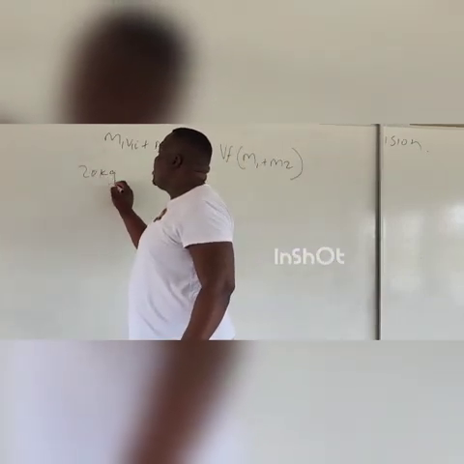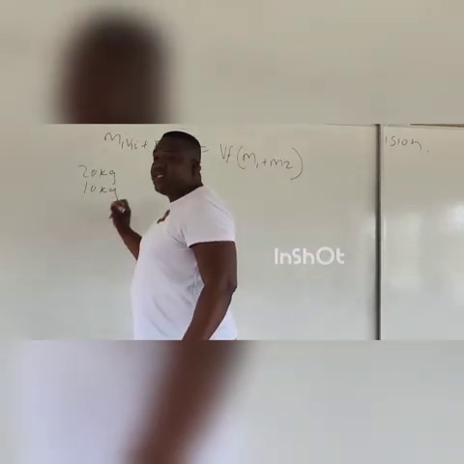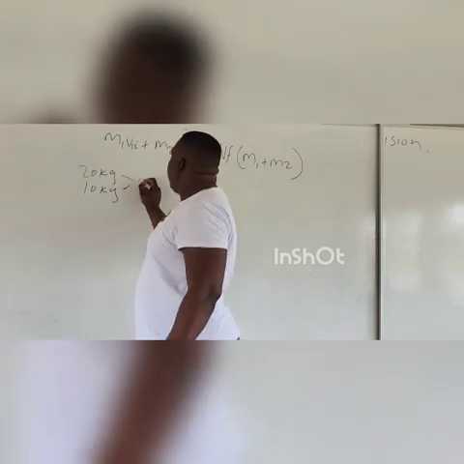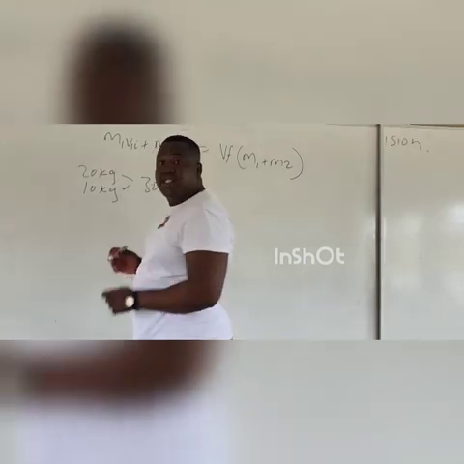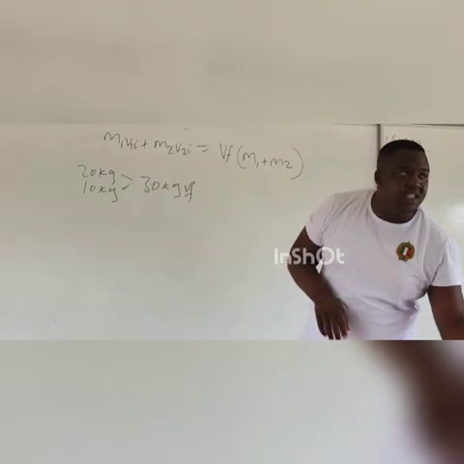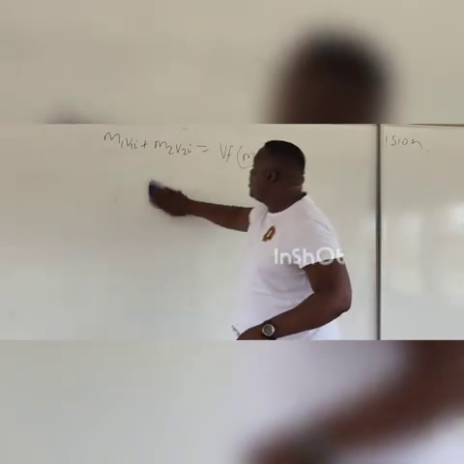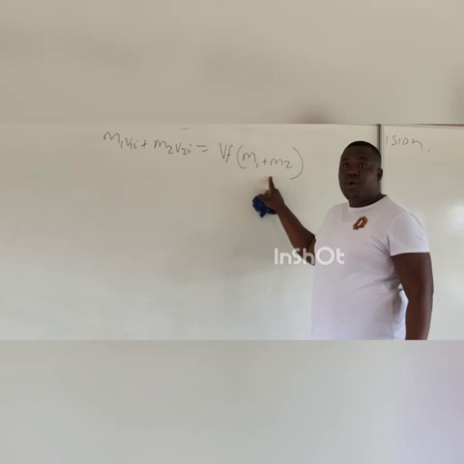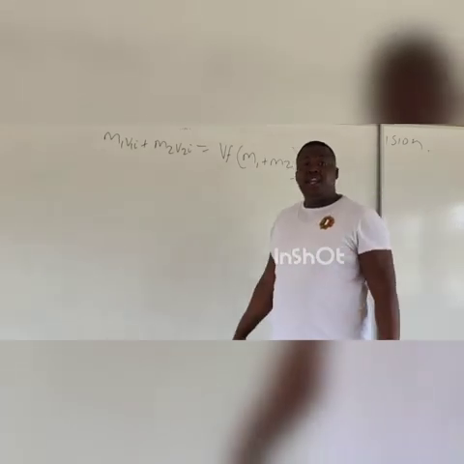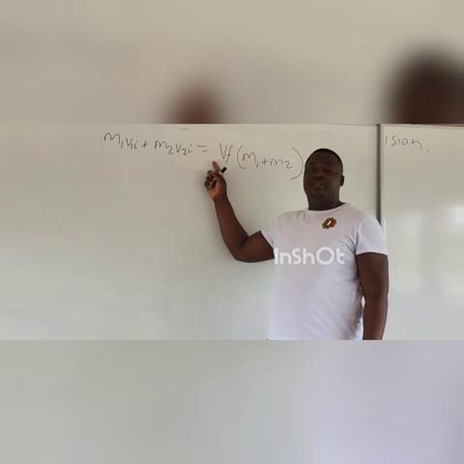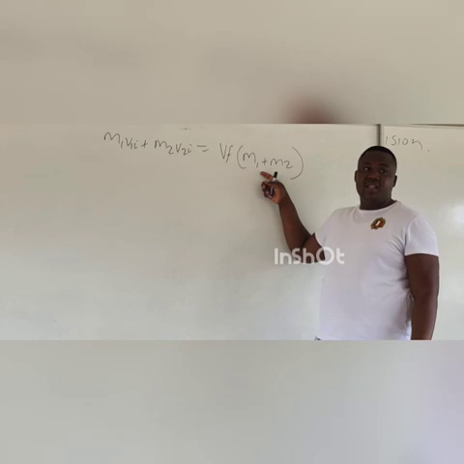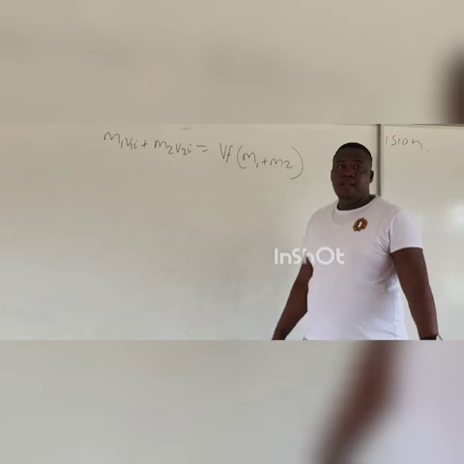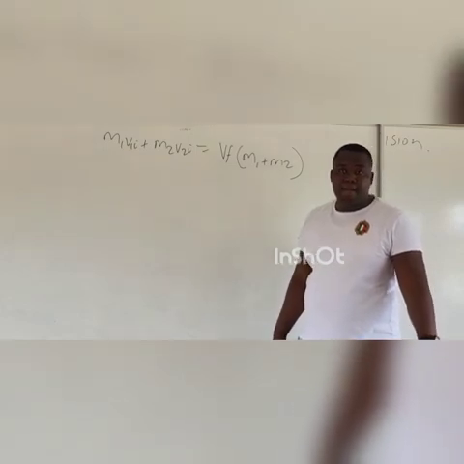It's like if the first object was 20 kg and the other object was 10 kg. It means they will form 30 kg, and they will move at the same velocity when they've joined each other. That's why this formula changed. So during an inelastic collision, when the objects join, we're going to have this situation where the objects join each other.